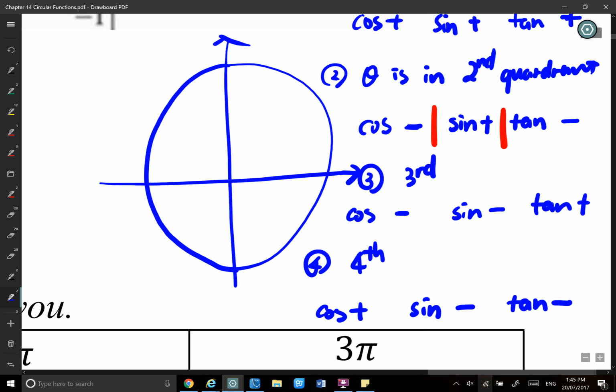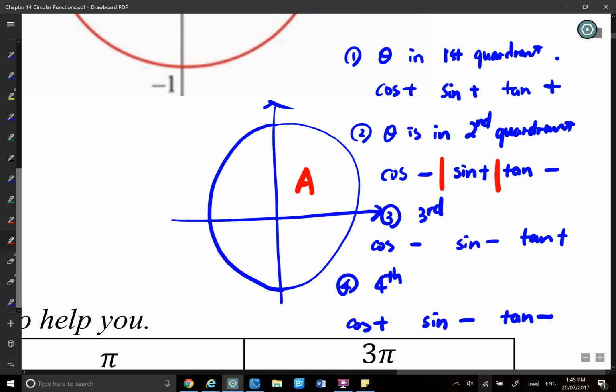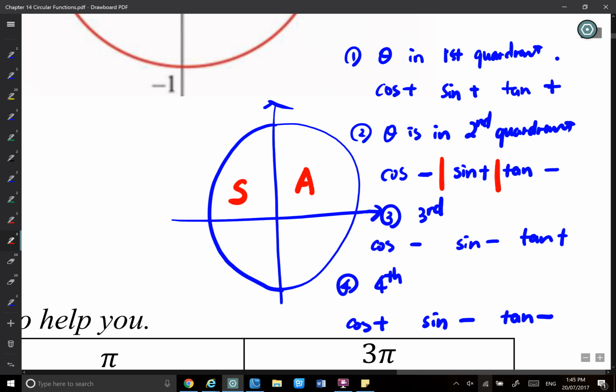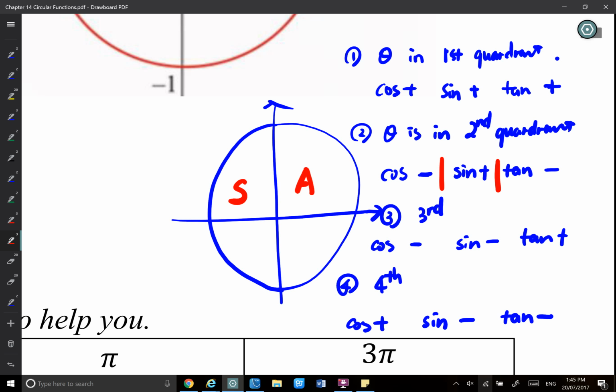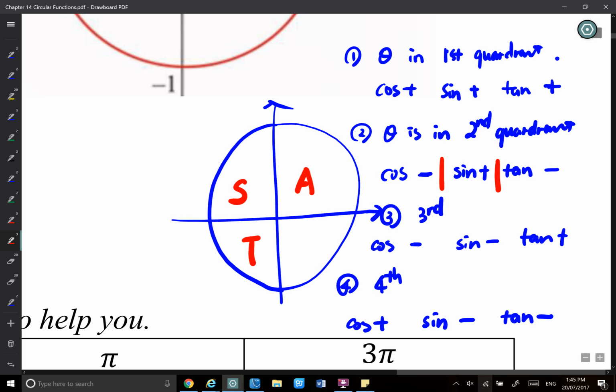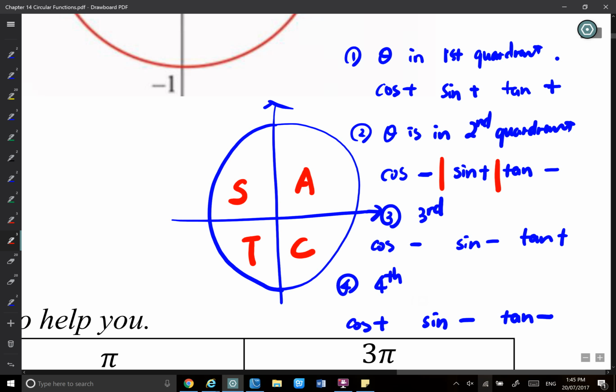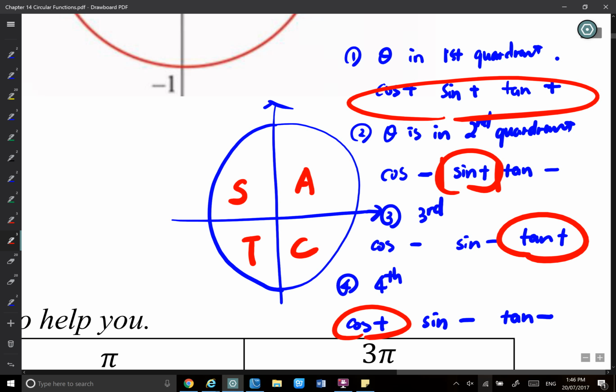In the first quadrant, everything is positive. So we write an A here, which means everything is positive in this quadrant. And in the second quadrant, only sine is positive. We write S here, only sine positive. Okay, if the angle is in the second quadrant, only sine is positive. In the third quadrant, only tan is positive. We write T, tangent. In the fourth quadrant, only cos is positive. Okay, only cos is positive, only tan positive, only sine positive, and all of that is positive.